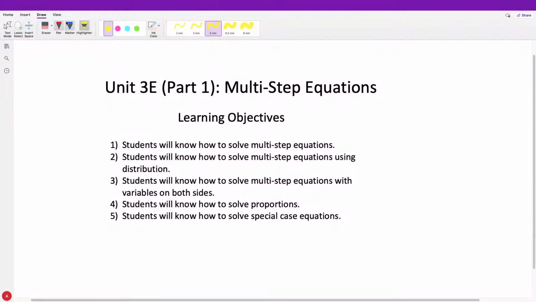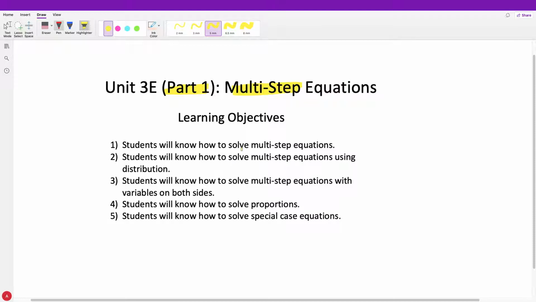All right, so we're now moving on to the last part of this unit, which is just going to be solving multi-step equations. Before we were just doing one-step equations, now we're going to take this a little bit further and do multi-step equations. This video is going to be broken up into several parts. This is the first part of this section that we're going to watch.